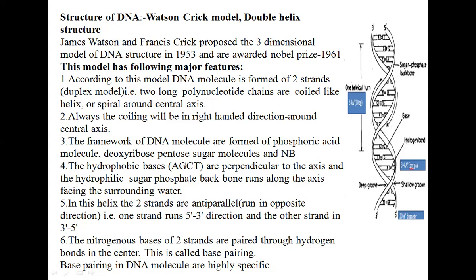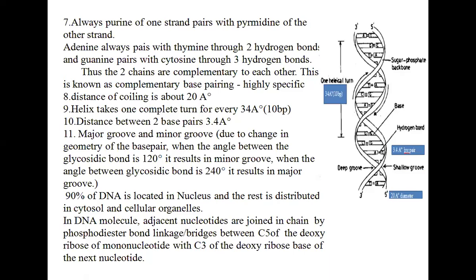If I'm going very quick, kindly take a screenshot and make a note of all these very important points. Further, the seventh point: a purine of one strand always pairs with a pyrimidine of the other strand. That is, adenine always base pairs with thymine through two hydrogen bonds, and guanine pairs with cytosine through three hydrogen bonds. Thus, the two chains are complementary to each other, and this is known as complementary base pairing, which is highly specific in nature.